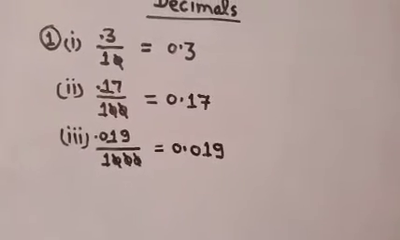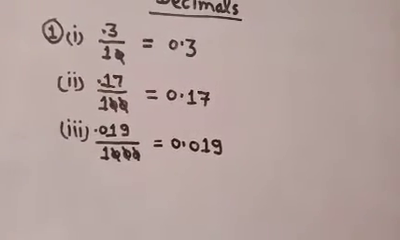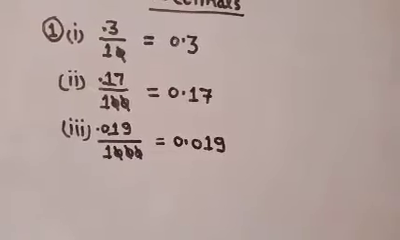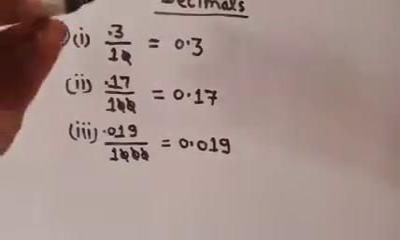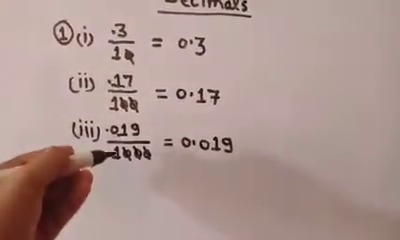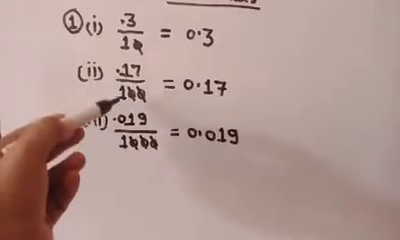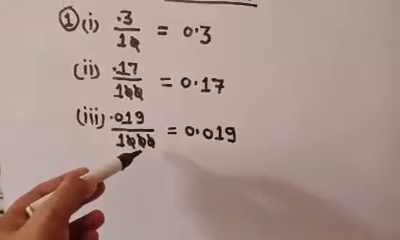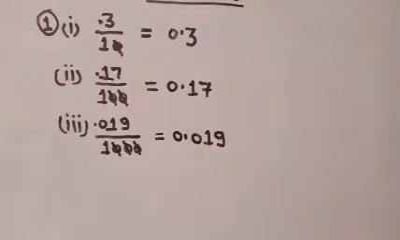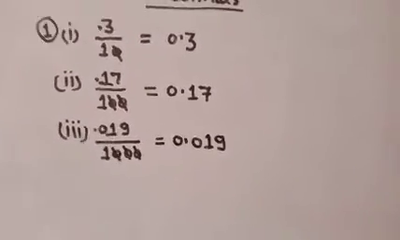So student, I hope you will understand this process, conversion of a decimal number from a given fraction. Such kind of fraction is called a decimal fraction because in their denominators there is 10, 100, 1000. These types of fractions are said to be decimal fractions.